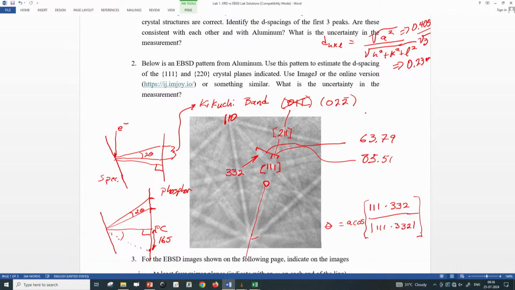Okay, I see a couple people with calculators, that's good. So this is just a step that is calibration. We're determining the specimen to screen distance in units of pixels that we're measuring in. Okay.